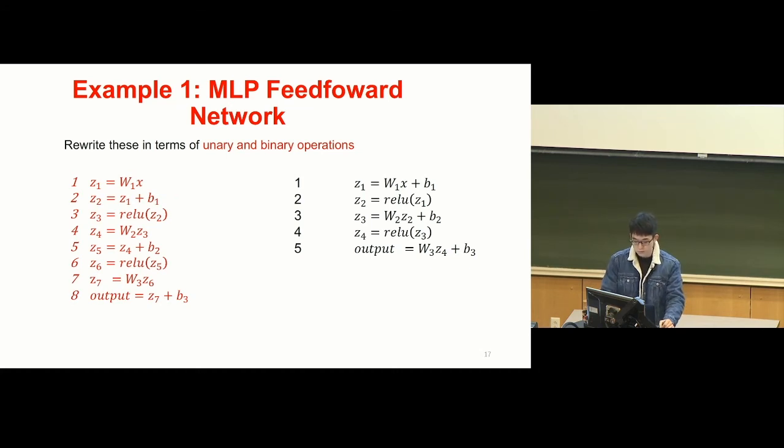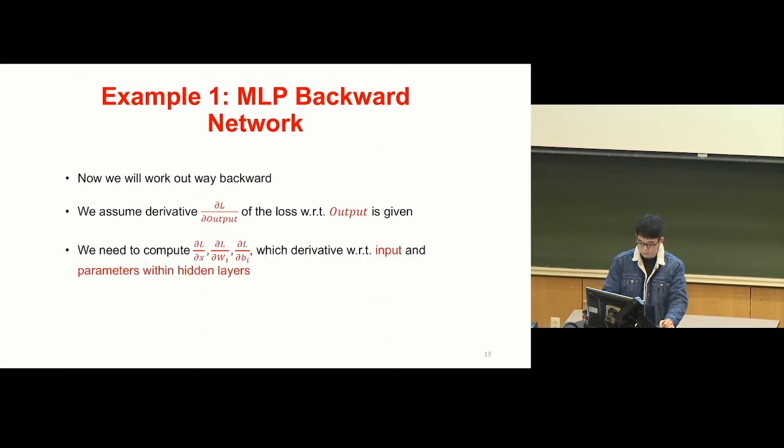As we have split those operations into unary or binary operations, we are prepared to compute the derivatives in reverse. Firstly, we need to mention two things. We assume the partial derivative of L with respect to the output is given, and what we actually need to output is the partial derivative of L with respect to x and the partial derivatives of L with respect to W_i and b_i, where x is the input and W_i and b_i are the parameters within the linear layers.